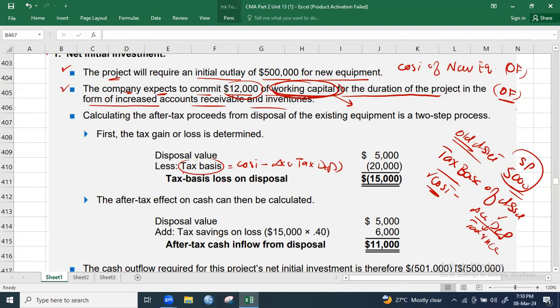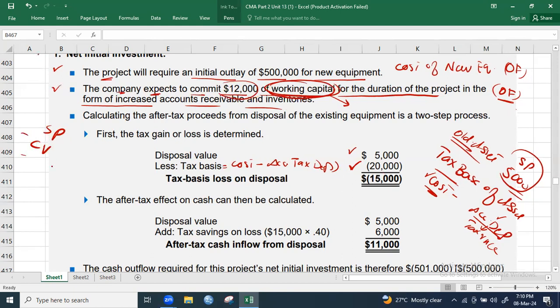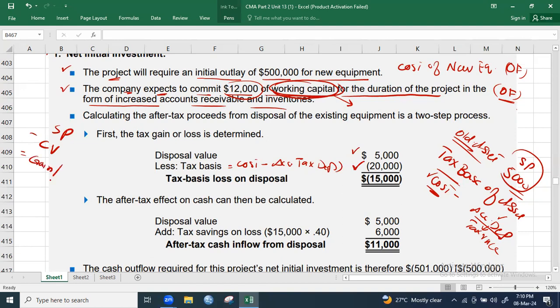I can also say this way: the tax base is the value of the asset as shown in the tax record. For example, you sold the asset for 5,000 and the asset's value shown in the tax record is 20,000. It is simply like that. As in accounting, we calculate gain or loss: we always take the sale price of the asset minus the carrying value of the asset. The result is a gain if the answer is positive, and a loss if the answer is negative.